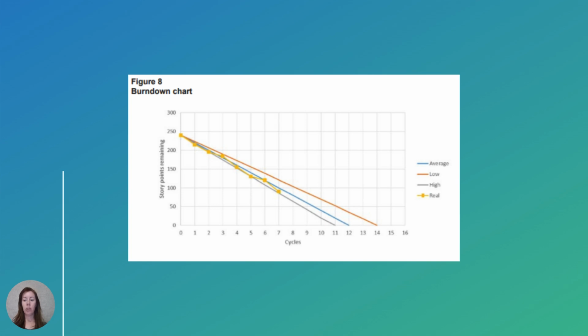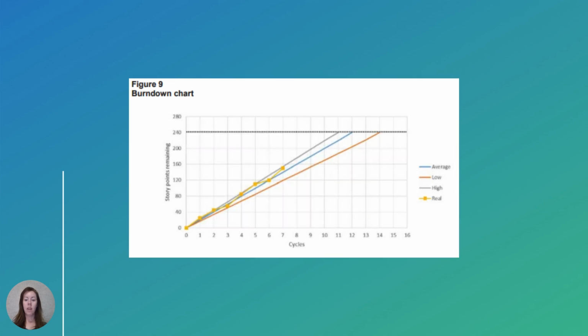Figure 8 is the burn-down chart with real time points, so we can get a better idea of how the project is progressing. In this case, it appears that the project is moving ahead of schedule because an average to high amount of work has been completed per cycle. Figure 9 depicts a burn-up chart, which shows the story points already achieved per cycle.